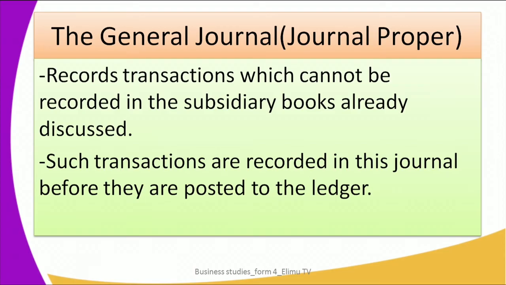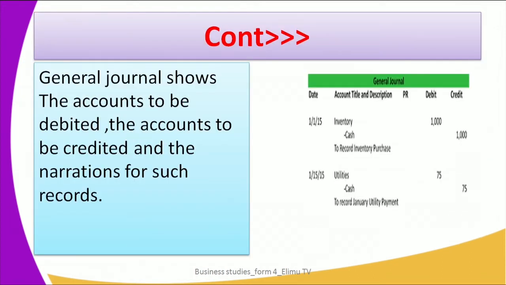The general journal is also referred to as the journal proper. Such transactions are recorded in this journal before they are posted to the ledgers. The general journal usually shows the accounts to be debited as well as the accounts to be credited. Not only that, when you are preparing the general journal, you have to make what we call a narration. We narrate the transaction.